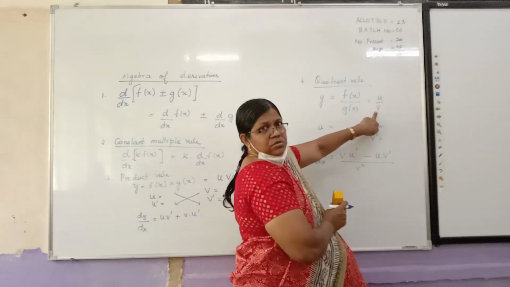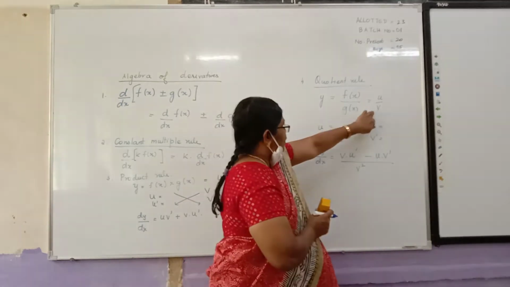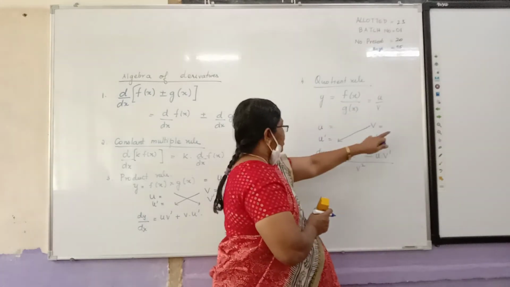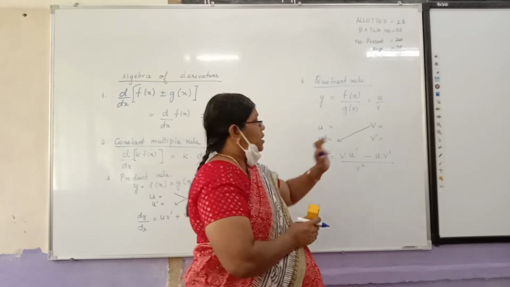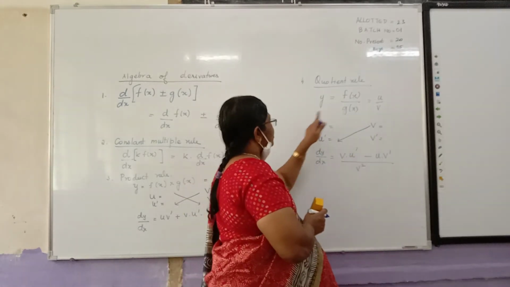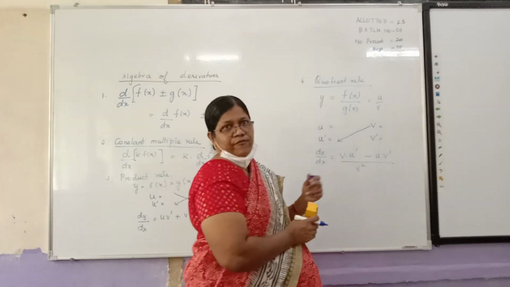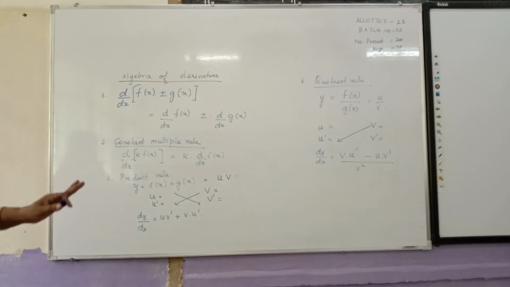Always you should have some techniques to remember. V into u dash, or write it like this; this year write like this, next year again don't use this way. Okay. v into u dash minus u into v dash by v square. Okay, this is doing it directly. I am not using first principle. We are going to do it directly.